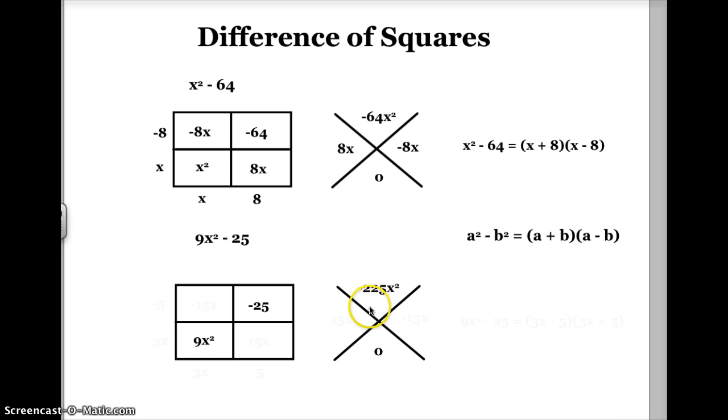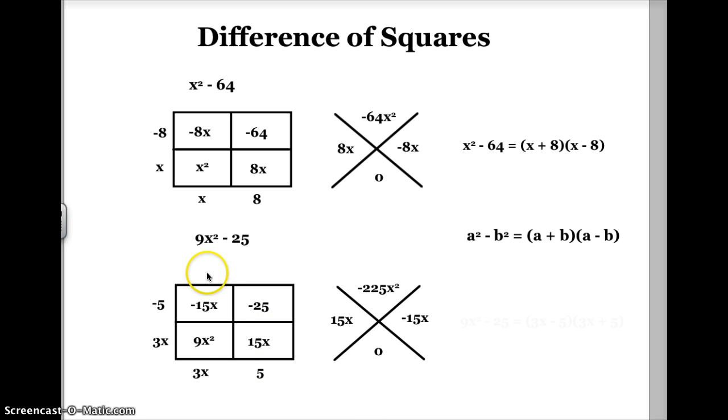Now 225 is a perfect square. It's 15 squared. So I'm going to have positive and negative 15x, and I'll put both of those into my boxes. In this row I can factor out a 3x. If this dimension's 3x, this dimension has to be 3x to get a product of 9x squared. If this dimension is 3x and my area is negative 15x, that has to be negative 5. And if this dimension is 3x and my area is 15x, this has to be positive 5.